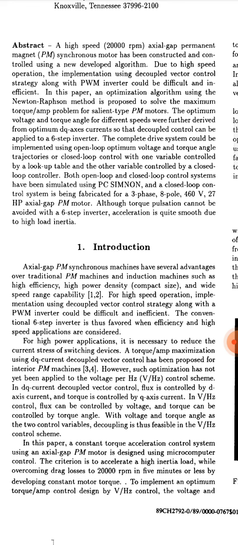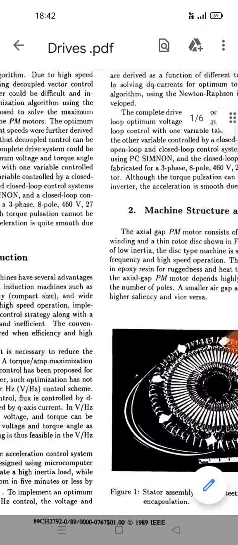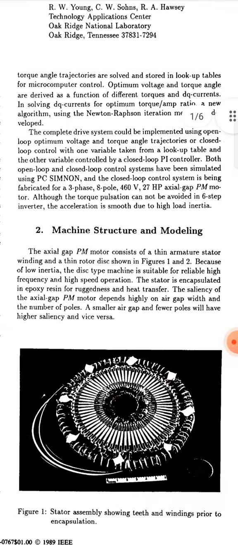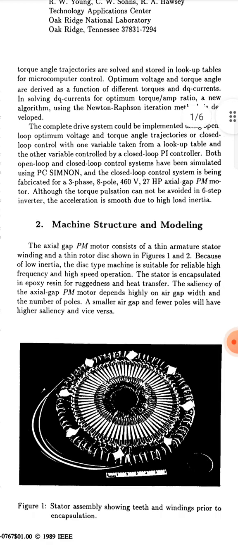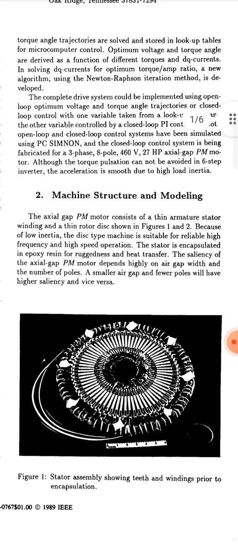In this paper, a constant torque acceleration control system using an actual PM motor design with microcomputer control is presented. The criteria are acceleration with inertia while reaching 2000 rpm in 5 minutes or less, by developing constant torque motor implementation by torque per amp control, and designing voltage by frequency control of the voltage and torque angle. The transactions are solved by look up tables for the microprocessor.